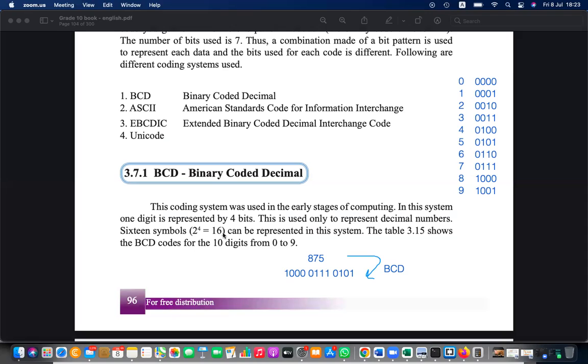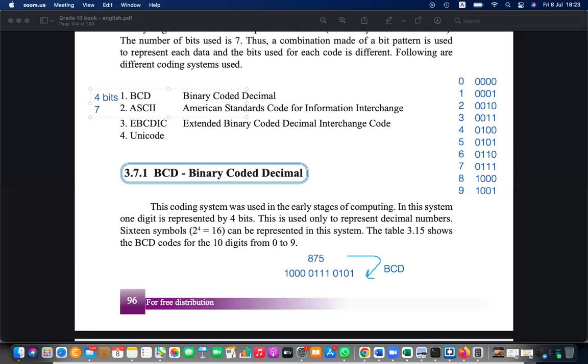Right? It is not enough. Then ASCII was introduced. ASCII has 7 bits. Now tell me, if ASCII has 7 bits, how many combinations? How many symbols can you write? ASCII has 7 bits. BCD 4 bits.